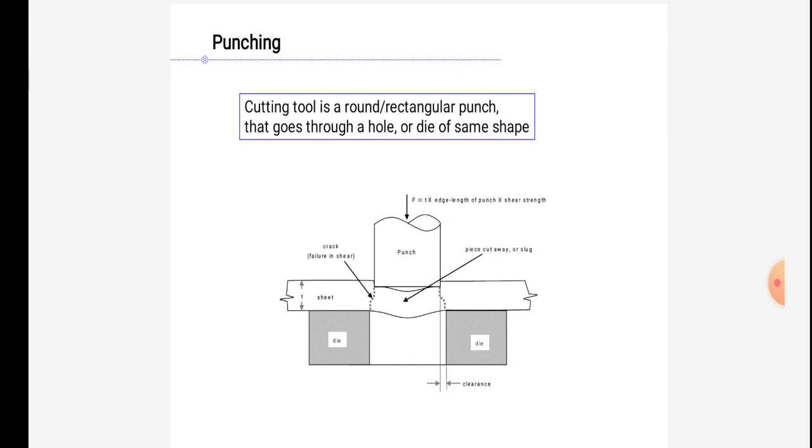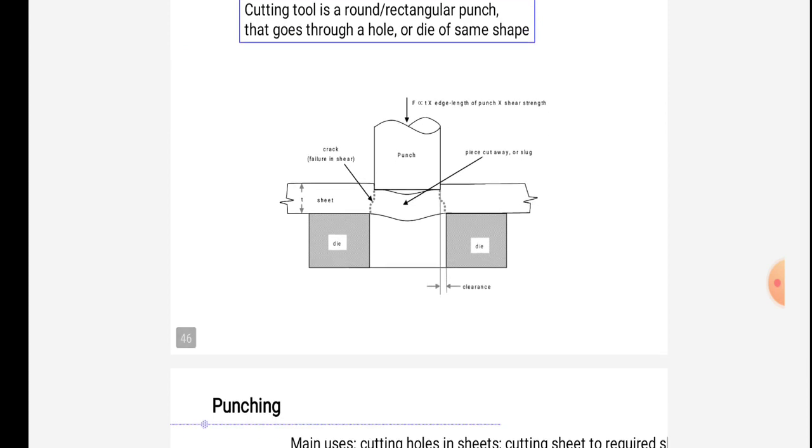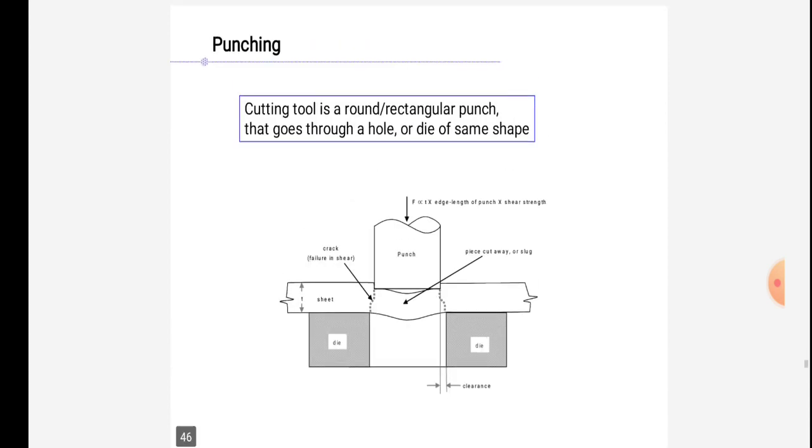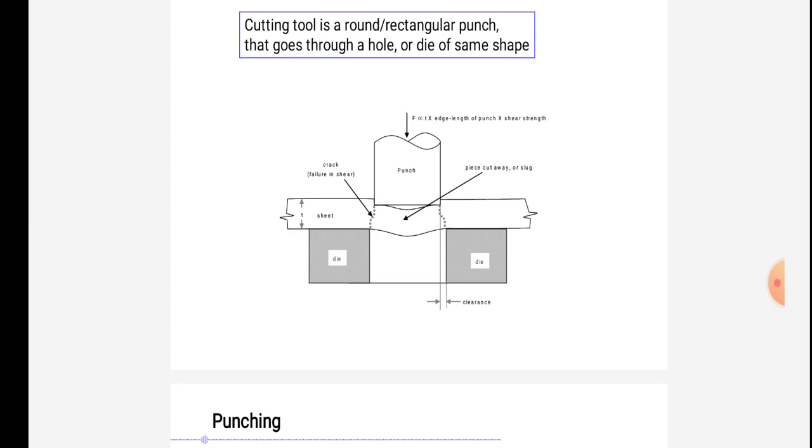that goes through a hole or die of the same shape. This figure shows the punching machine with die, in which we see crack, failure in shear, sheet, and punch of diameter, edge length or punch, x shear length, x versus shear strength, place cut away slug. The dies are on both sides of the punch. Clearance is given.